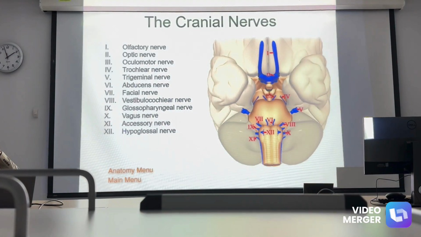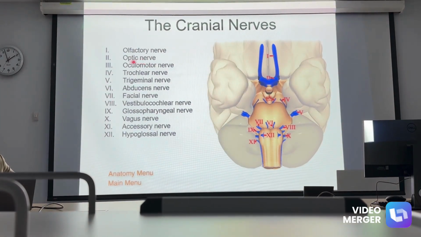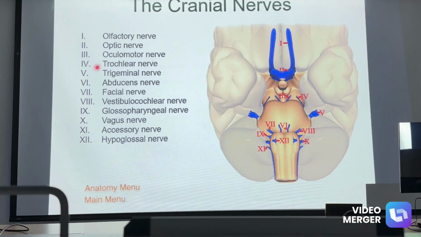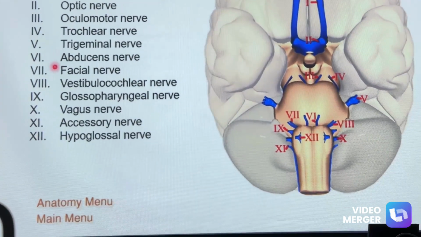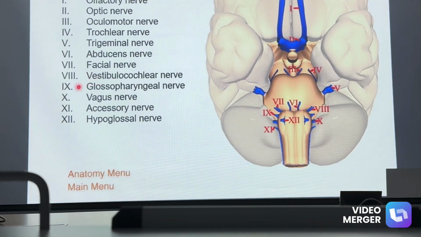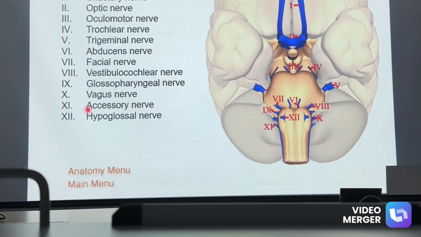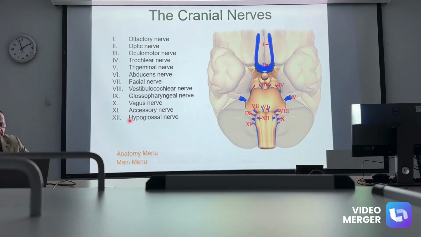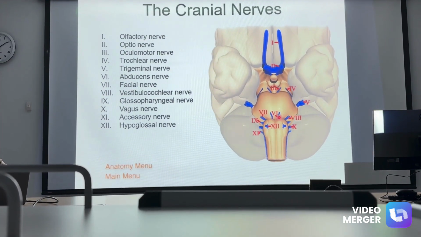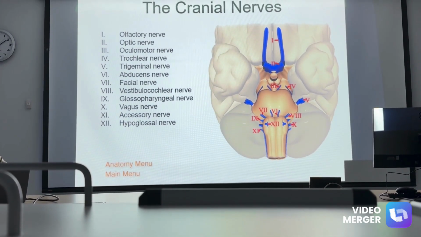The cranial nerves are the olfactory nerve, optic nerve, oculomotor nerve, the third. Fourth is trochlear, fifth is the trigeminal, abducent is the sixth, facial nerve is the seventh, vestibulocochlear is the eighth, glossopharyngeal is the ninth, vagus is the 10th, accessory nerve is the 11th, and hypoglossal nerve is the 12th cranial nerve. These are the basic origins from the medulla oblongata, higher surface, and the margin of the pons.